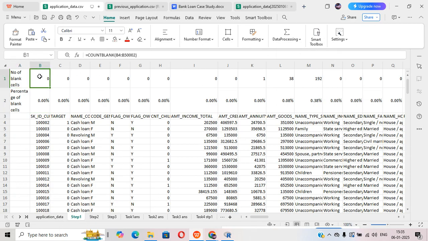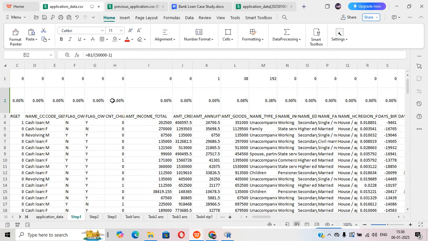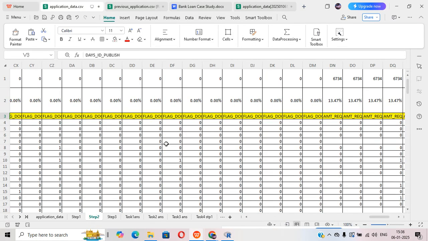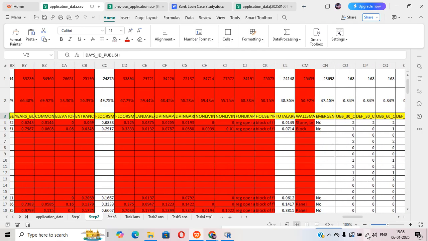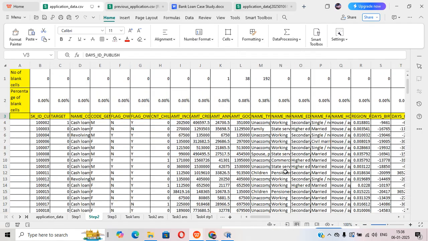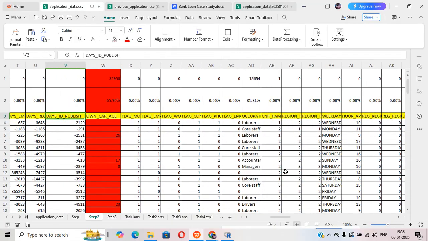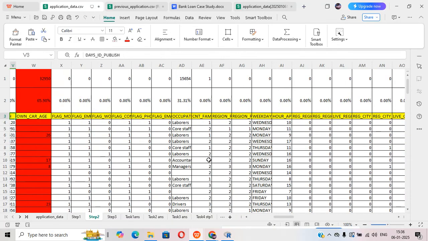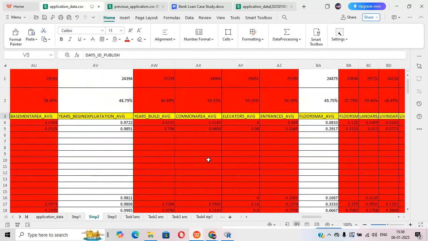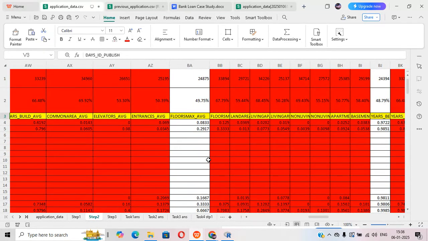To calculate the number of blank cells, the Excel function I have used is COUNTBLANK, and for the percentage I have divided the number of blank cells by the total number of rows. The second step was that I have taken 50 as a threshold, so I have highlighted the percentages which are greater than 50. These are the columns which are higher than 50 percent.